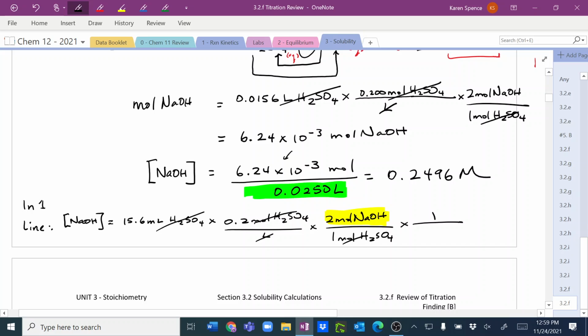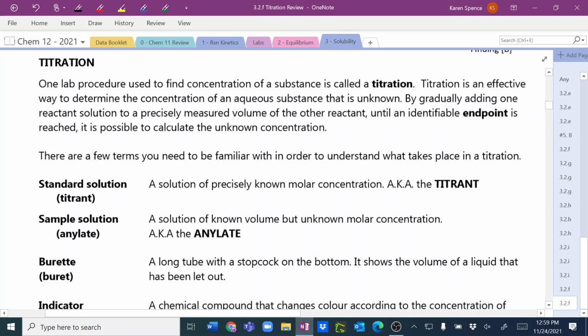So here's just some theory behind titration, just to make sure you're familiar with all the words around it. By gradually adding one reactant solution to a precisely measured volume of the other solution, we will eventually hit an end point. The end point is where your indicator changes color.